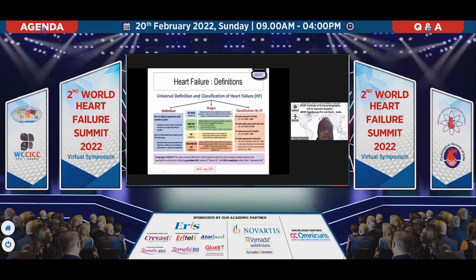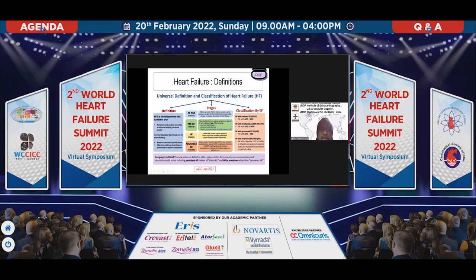And you look at the universal definition and classification of heart failure published in 2021. They look at a clinical syndrome with current or prior symptoms and signs caused by structural or functional cardiac illnesses, corroborated by BNP or NT-proBNP levels, along with objective evidence of cardiogenic pulmonary or systemic congestion.